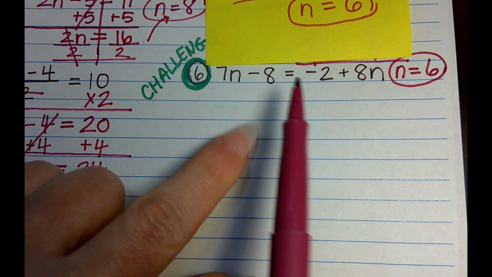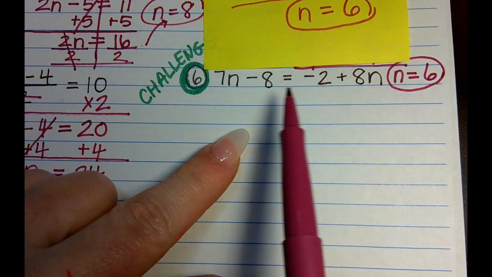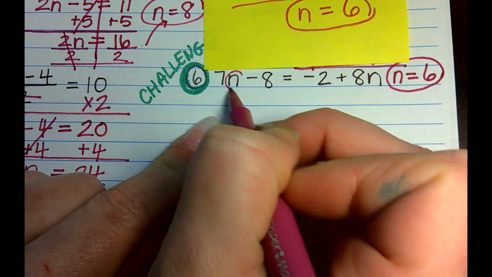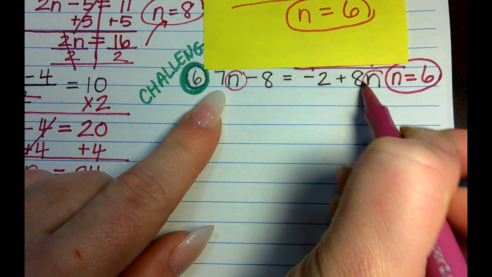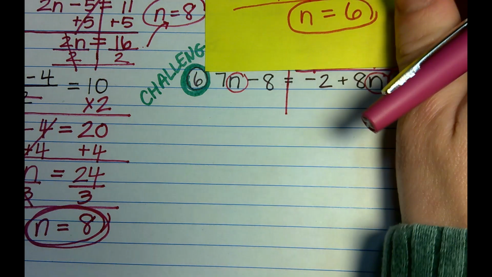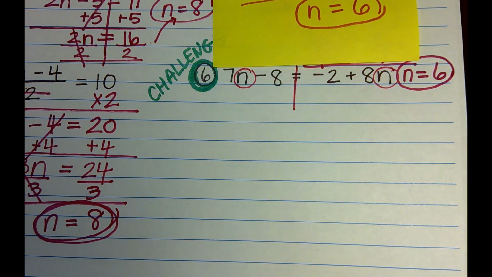Okay. So here's what we have going on in number 6. We have an equation where we have variables on both sides of the equal sign. That's new. I know, that's crazy.